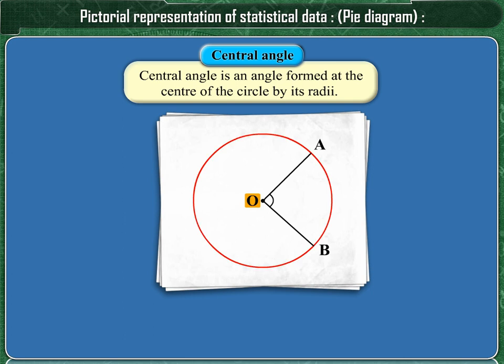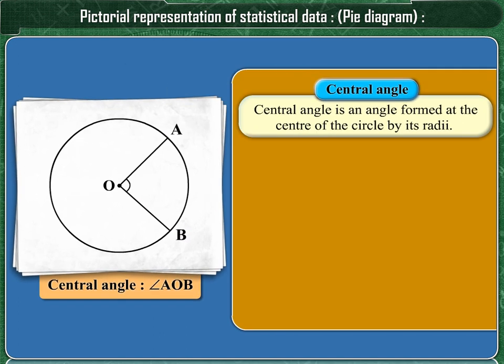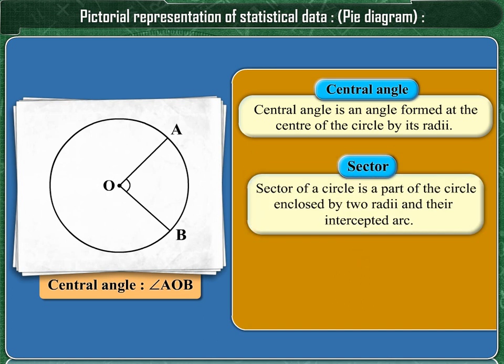What is meant by sector of a circle? Sector of a circle is a part of the circle enclosed by two radii and their intercepted arc. In the figure, OA and OB are the radii of the circle, and arc AB is the intercepted arc. The shaded region shown here is the sector of the circle.